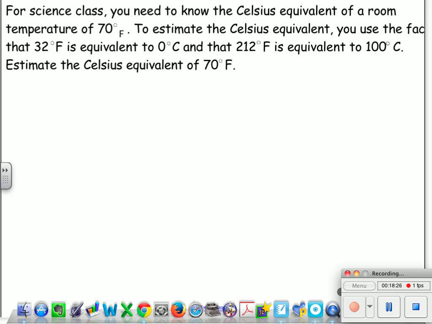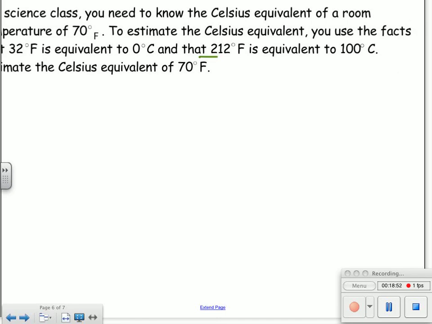Okay, and here we have a Celsius to Fahrenheit problem. And this is a formula that a lot of people memorize just because it's easier, but we're going to figure it out right now. For a science class, you need to know the Celsius equivalent of room temperature of 70 degrees Fahrenheit. To estimate the Celsius equivalent, you use the fact that 32 degrees is equivalent to 0 degrees Celsius, and that 212 degrees is equivalent to 100 degrees Celsius. Estimate the Celsius equivalent of 70 degrees Fahrenheit.